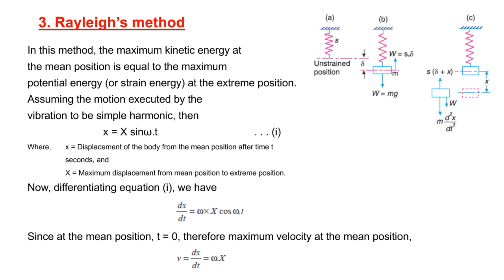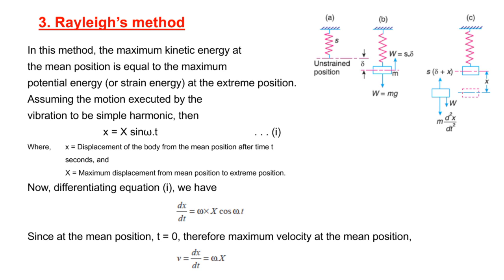Remember that during oscillation or vibration, the potential energy will be maximum at the extreme position and the kinetic energy will be maximum at the mean position. And it is considered by Rayleigh that these energies at the mean position and at the extreme position are equal.